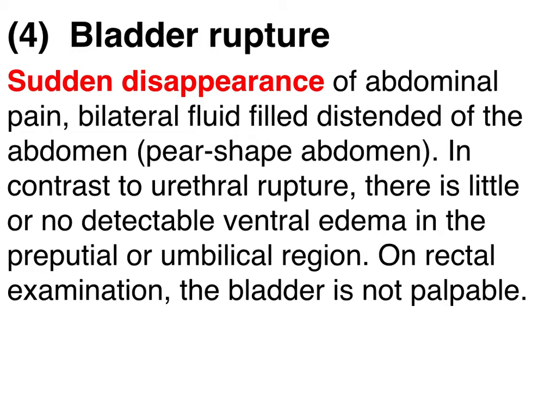The fourth sequela is bladder rupture, with sudden disappearance of abdominal pain. If rupture occurs as a result of the urethra being blocked by calculi and the animal is suddenly relieved and the pain goes away, the veterinarian should suspect that bladder rupture has occurred. There is bilateral fluid-filled distension of the abdomen, giving a pear-shaped abdomen. In contrast to urethral rupture, there is little or no detectable ventral edema in the preputial or umbilical region. On rectal examination, the bladder is not palpable.